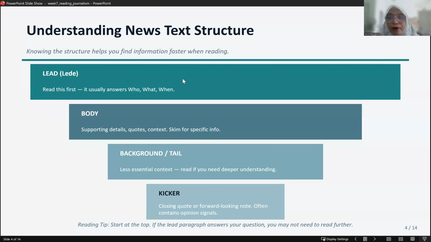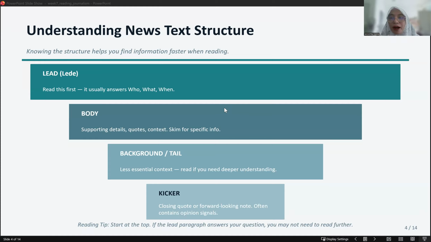So before we try to understand what is in the articles, we need to understand how the articles are structured. So we need to understand the news text structure. Knowing the structure helps you find information faster when reading. This is called the inverted pyramid, piramida terbalik, of a news article. It is usually written in this format.